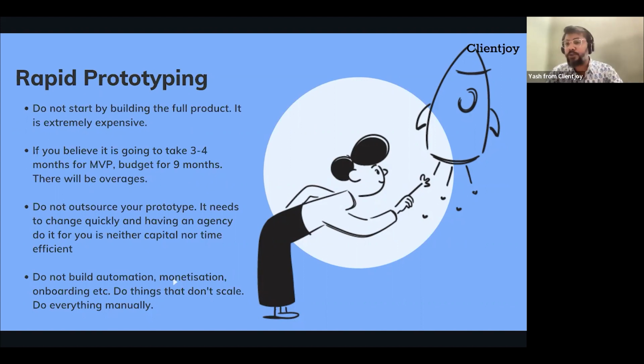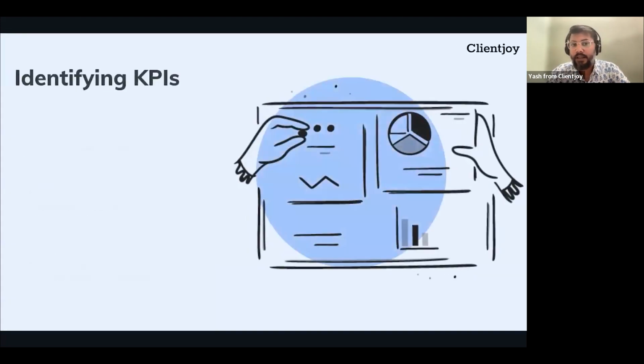So do not outsource your prototype, right? It needs to change quickly, and you have to do it rapidly. You have to make changes, and having an agency do it for you is neither capital nor time efficient, right? And as an example, some of the things that you can chuck off while building your MVPs are building automations within the product, monetization, onboarding, all of these things you can forget. Do invest in doing things that don't scale, right? So do as many things manually as possible. Do as many things manually with your clients as possible, that will give you touch points with your clients and with your customers as well, right?